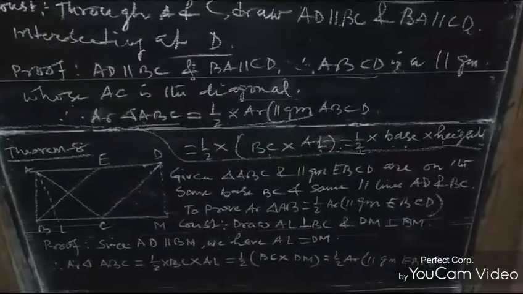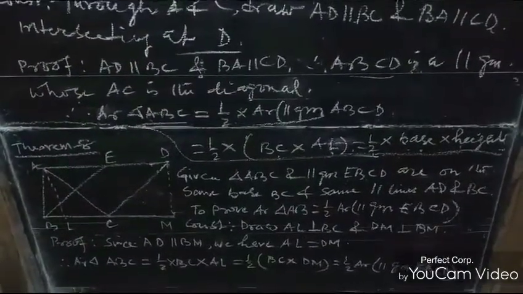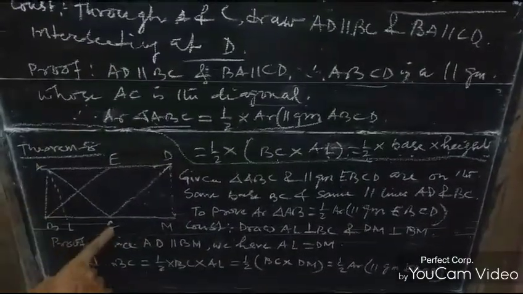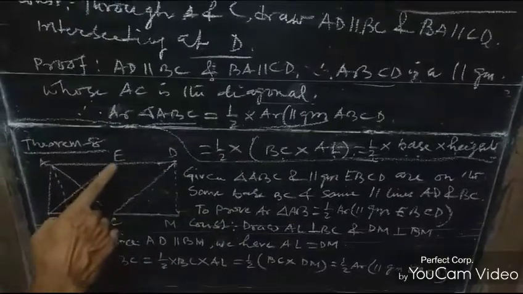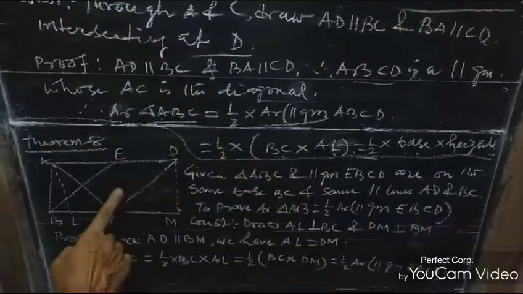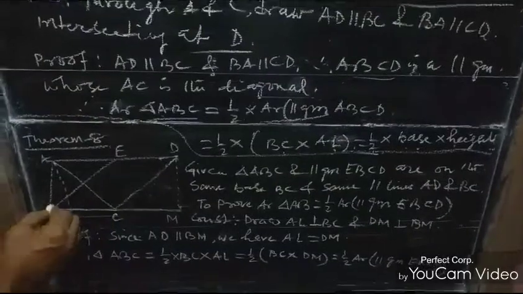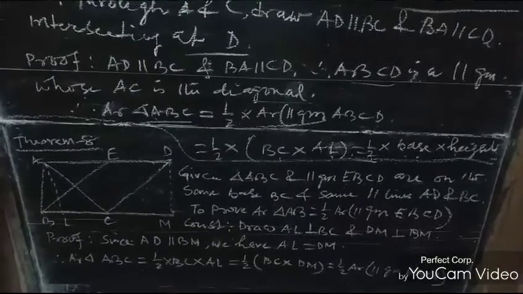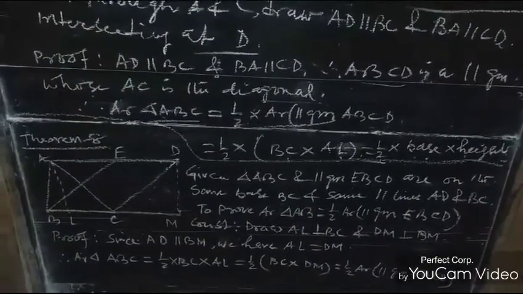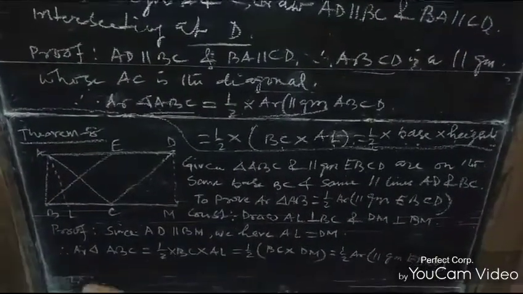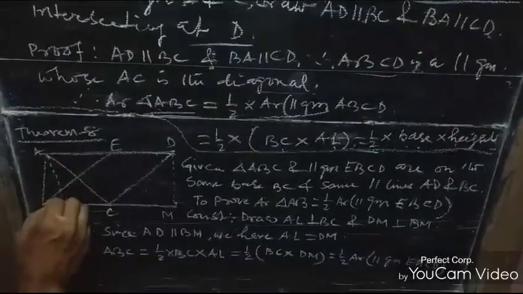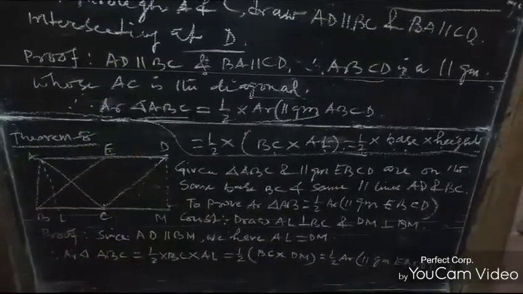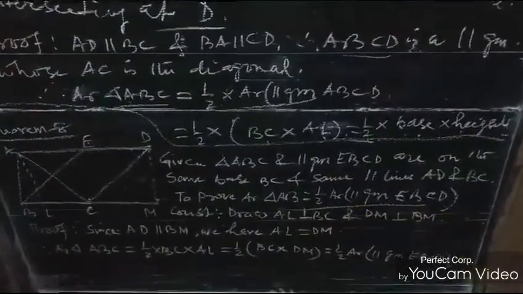Next, theorem number 8. It is telling that if a triangle and a parallelogram are on the same base and between the same parallel lines, then the area of the triangle is equal to half of the area of the parallelogram. See, ABC is a triangle and EBCD is a parallelogram having the same base BC and the same parallel lines. We need to prove that area of ABC will be half of the parallelogram EBCD.